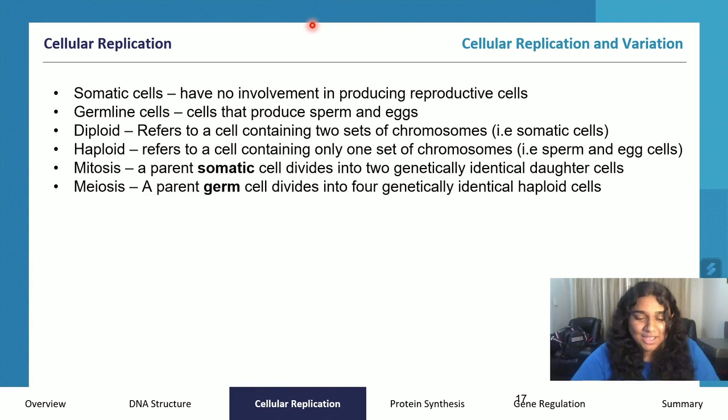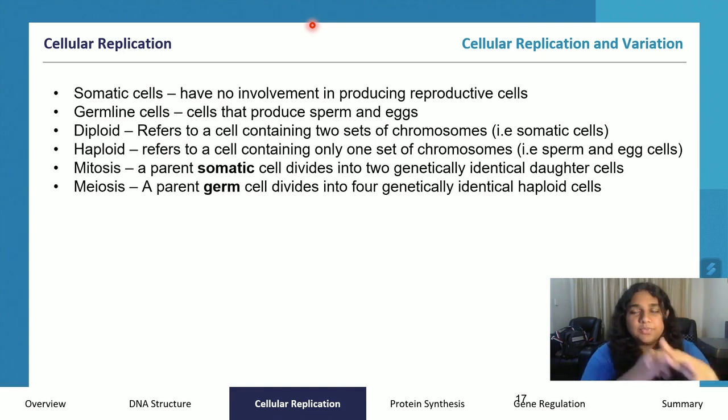Now we're going to talk a little bit about cell variation and cell replication. So this is splitting of cells, cell division, and there are two types, mitosis and meiosis. Before we go on to talking about the actual processes behind those two though, I've got to talk a little bit about some basic knowledge.